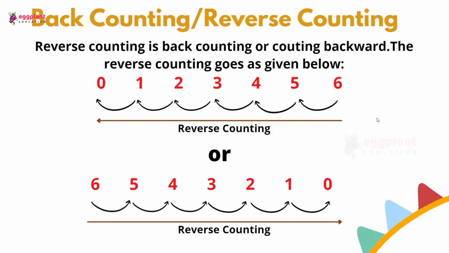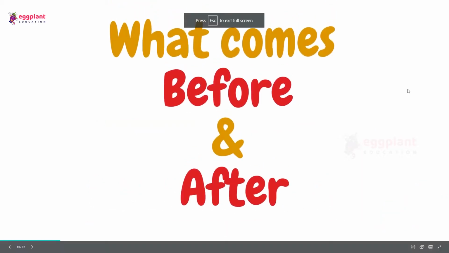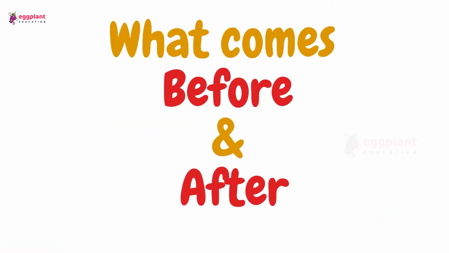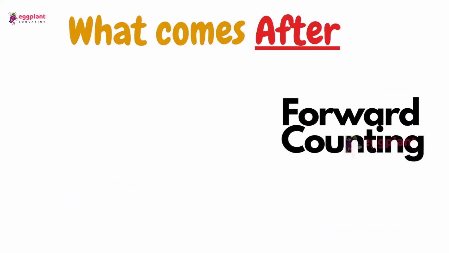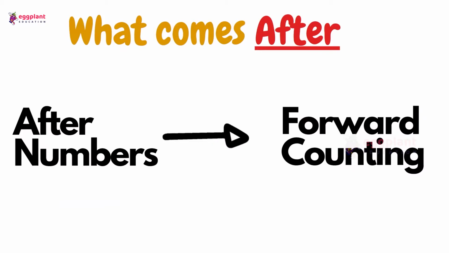Now let's see today's topic. What comes before and after? Before and after numbers are the numbers that come ahead of another number, before, and behind another number, after. So let's see one by one. Now we'll start with the after number. After number means forward counting from a given number. So the after number is always one number greater than the given number.